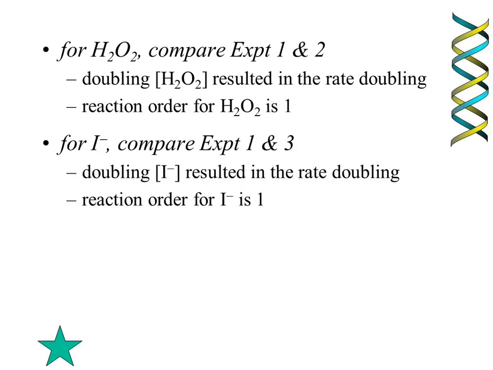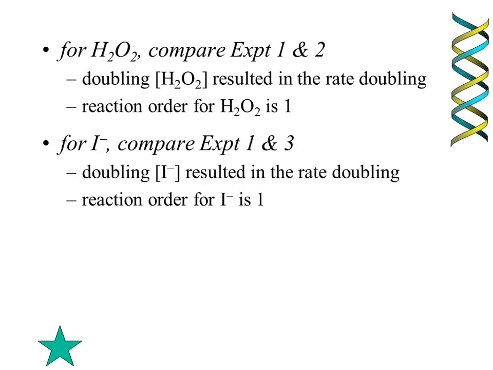If you would have gone over here and, say, 1.15 times 4 is 4.60. So if this is 4.60 times 10 to the negative 6th, you would divide this rate by this rate and you get a factor of 4. And it's 4 because you doubled the I minus between 1 and 3. Quadrupling would have been a reaction order for I minus of 2 instead of 1.